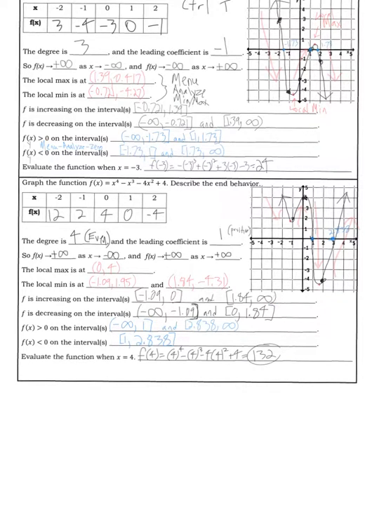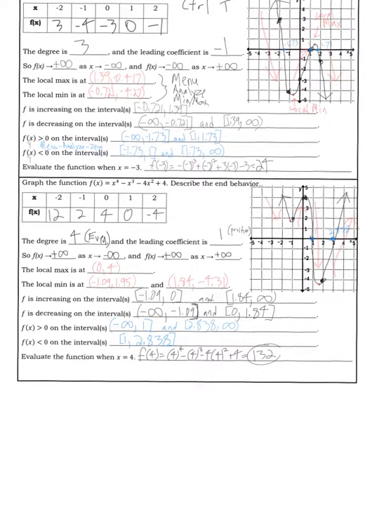Alright? Where is it decreasing? It's decreasing coming from the left, so coming from negative infinity to that local minimum of negative 1.09. And then it's also decreasing between this local max and this local min. So this x-coordinate is 0, this x-coordinate's 1.84.